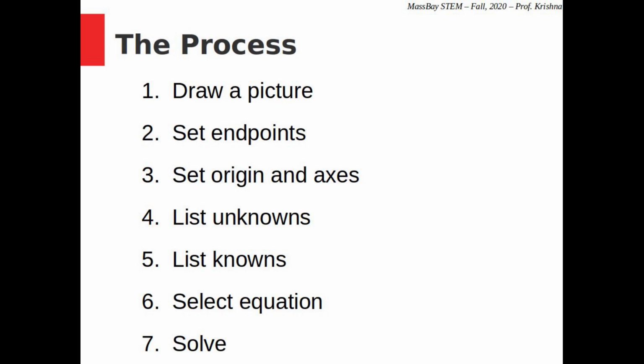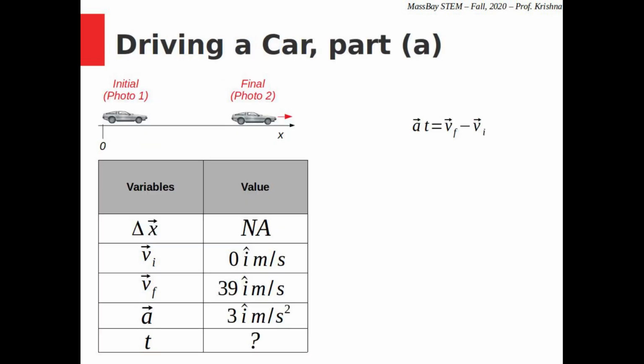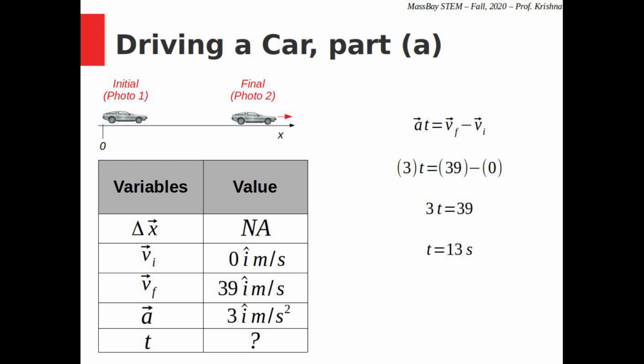Step 7, the last step. Substitute the knowns and solve for the unknowns. The acceleration is 3 meters per second squared, initial velocity is 0, and final velocity is 39. Simplify and isolate time. We get time equals 13 seconds. So that's the solution.